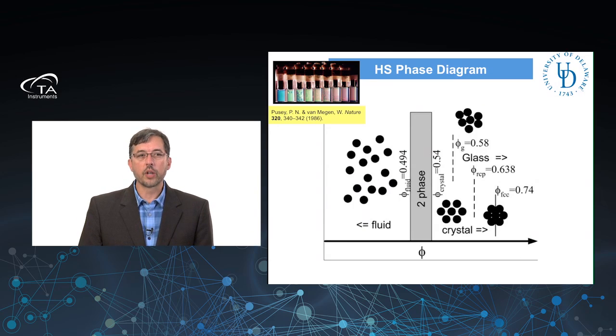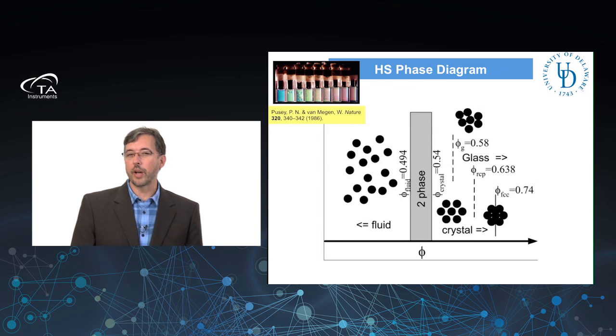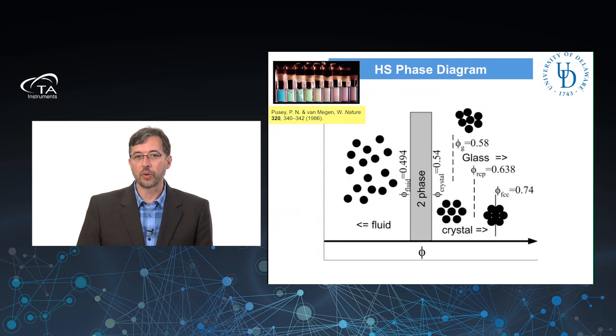If I add enough particles and I get to 50%, they'll undergo a crystallization phase transition. And at 55%, you have a pure crystal. And that can go up to 74% where you have maximum packing. Think about a stacking of oranges in the grocery store into a nice FCC lattice, right? That's the maximum packing that you can get.